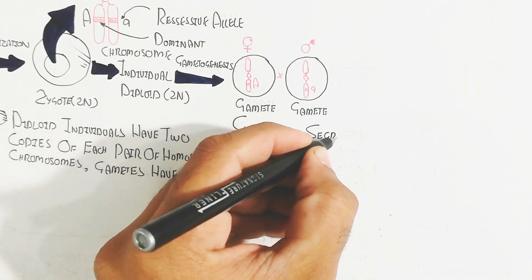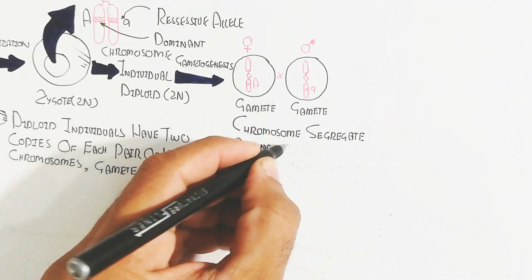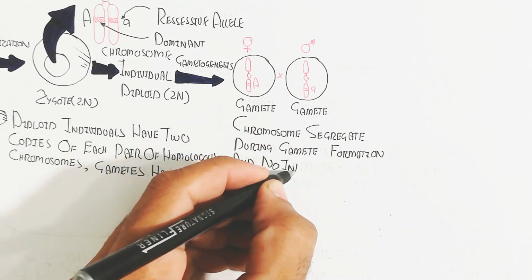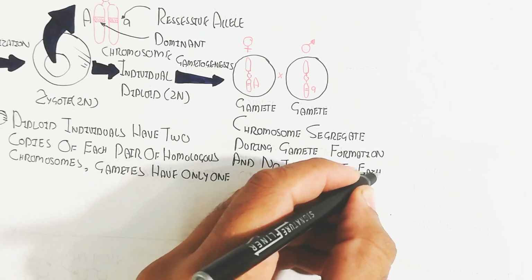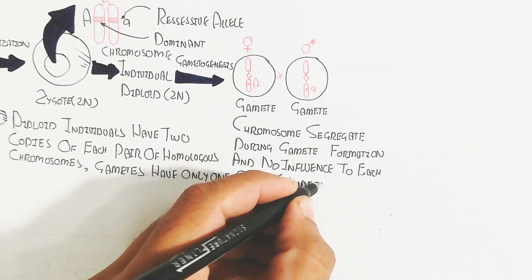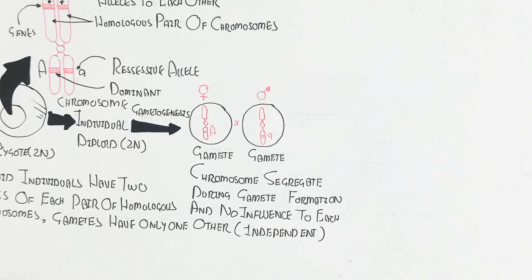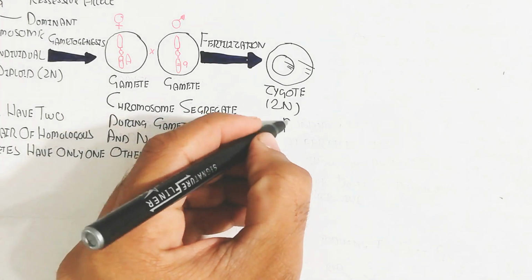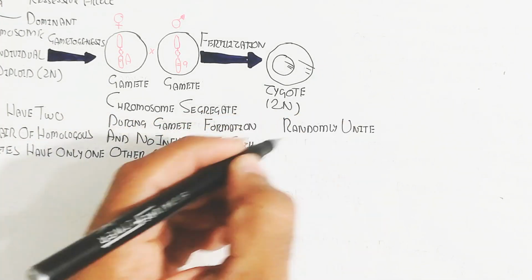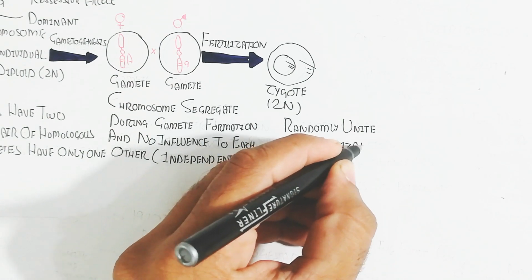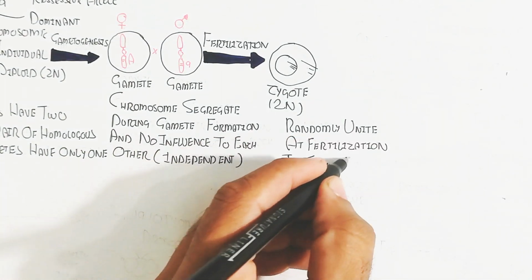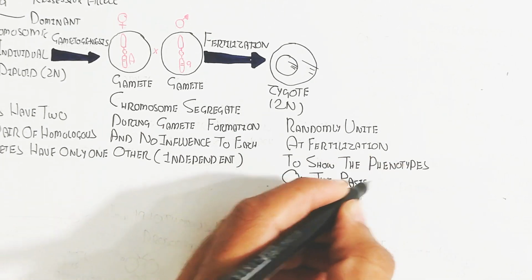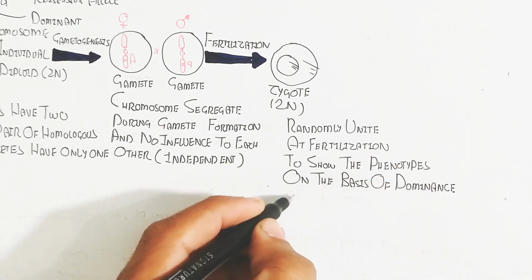So in this way, the diploid individual undergoes gametogenesis, that is gamete formation, and the chromosomes segregate during gamete formation and assort independently of each other. After fertilization, the gametes randomly unite to form the zygote again, showing the phenotype on the basis of dominant or recessive alleles. Alleles means the genes on the homologous pair of chromosomes.